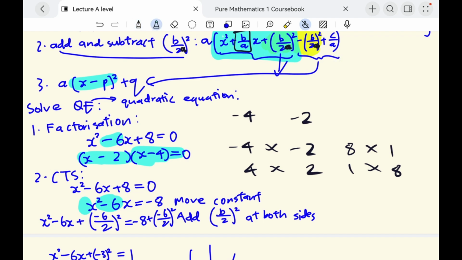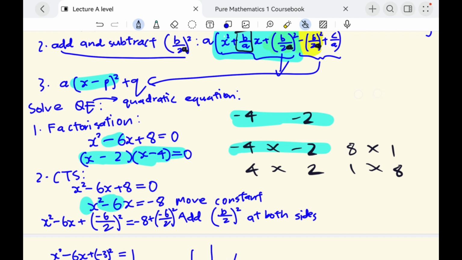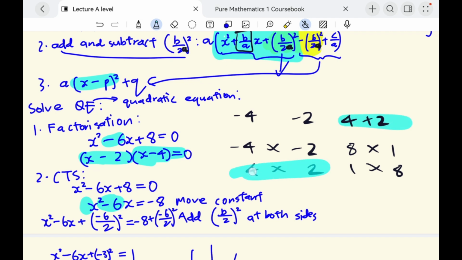So obviously, it's negative 4 plus negative 2 and negative 4 times negative 2. Now it also could be 4 plus 2. Okay? So overall, only this and this to be satisfied. Okay, with this negative to find your roots.